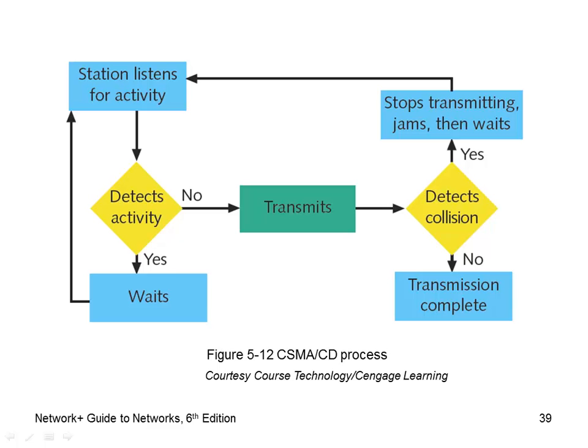Here they're just showing how the process works. A station listens for activity. If it hears something, it waits. If it hears nothing, it transmits. Once it transmits, if it detects a collision, then it'll stop and a random number will go off between the two computers. One of them will get to transmit and the other one will have to wait.